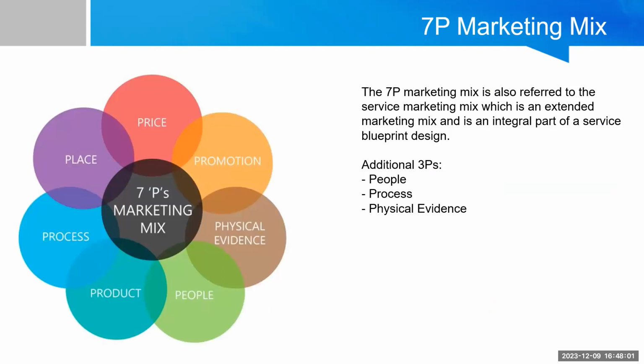Then 7Ps of marketing mix. The 7Ps of marketing entails all the 4Ps with addition of 3Ps. Besides the product, price, place, and promotion, we have people, process, and physical evidence as the remaining three that complete the 7Ps. The 7P of marketing mix is referred to as the service marketing mix, which is an extended marketing mix and is an integral part of a service blueprint design.